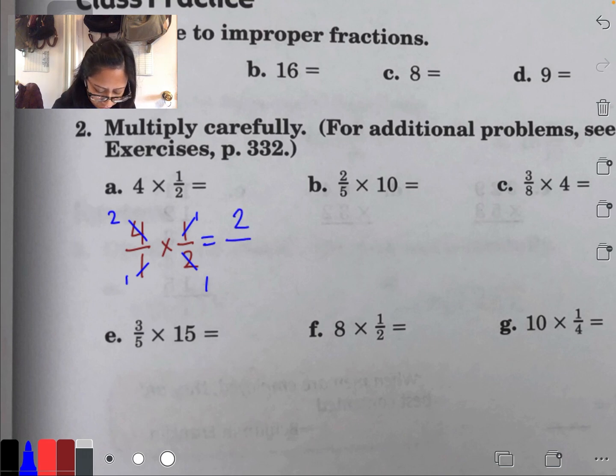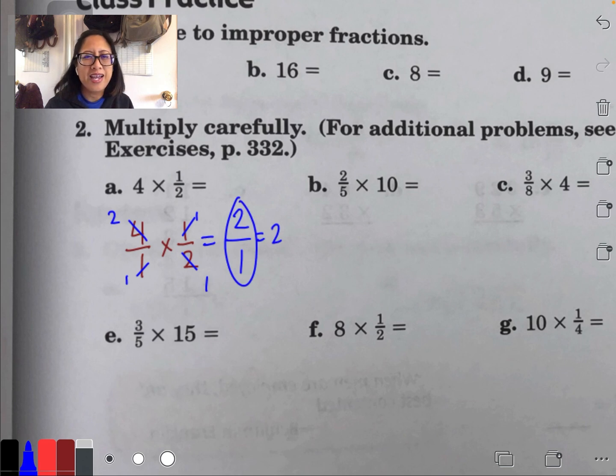2 times 1 is 2. 1 times 1 is 1. And didn't I just say any number divided by 1 is the same number? So 2. Now in the past, I had a student who would leave it alone like this, 2 over 1. And you know what? I was like, no, don't do that.